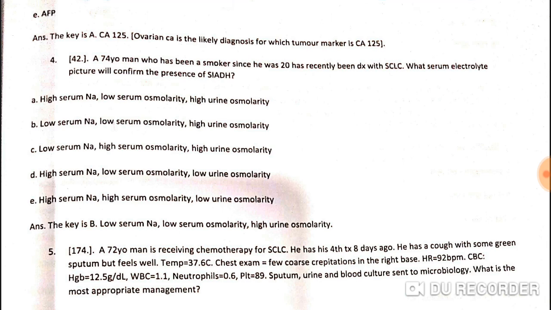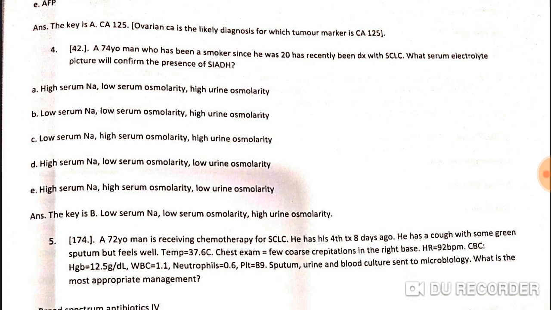Okay, a 74-year-old man who has been a smoker since he was 20 years old has recently been diagnosed with squamous cell lung carcinoma. What serum electrolyte picture will be seen in the presence of SIADH? Here there is low serum sodium, low serum osmolarity, and high urine osmolarity. This is the answer.